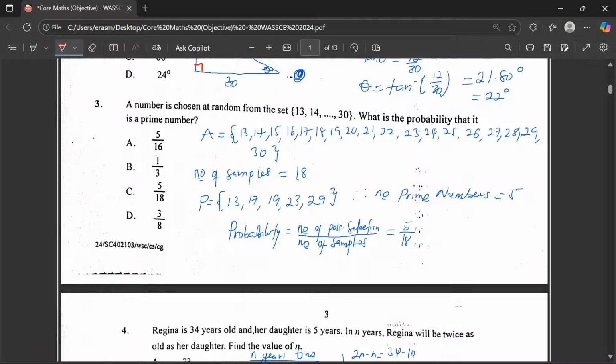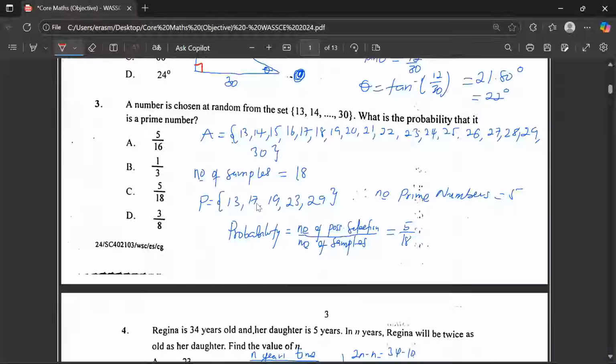The third question says that a number is chosen at random from the set 13, 14 all the way to 30. What is the probability that it is a prime number? And so we are going to call this set, let's say A, and then we are going to list all the elements. And so we start from 13 and then end it at 30. Now we count the number of numbers in the set, and that is 18.